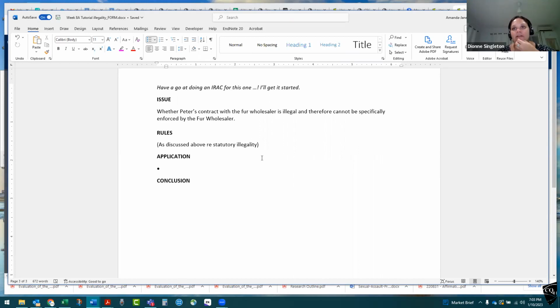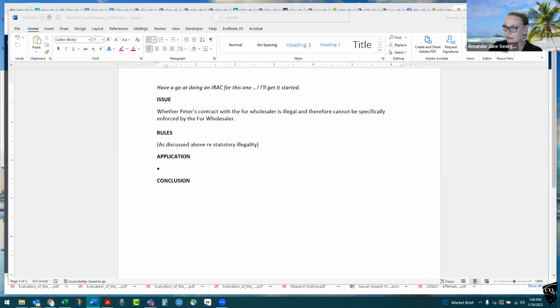I would talk about contracts that are illegal under statute and how this particular scenario fits into those, express or implied. Yes, absolutely. That's exactly where you start. So Peter wants to be able to avoid the contract. He'll want to argue illegality.